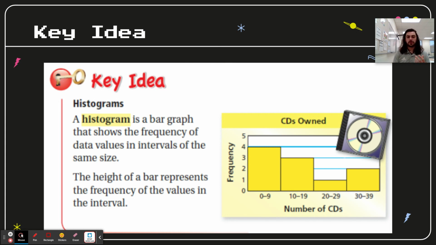It's a bar graph that shows the frequency of data in intervals. So the frequency meaning how many times it occurs in that interval. The interval is, we'll say 0 to 9 in this case was the number of CDs owned. So we had 0 to 9, 10 to 19, 20 to 29, 30 to 39. So the height of the bar is the frequency of the values in that interval. So we're saying 0 to 9 CDs owned happens 4 times, or 4 people have that.